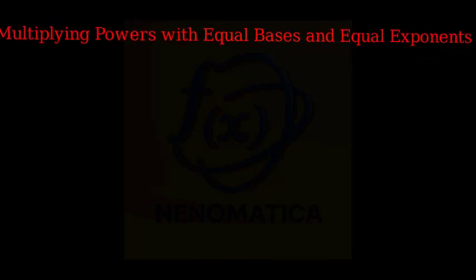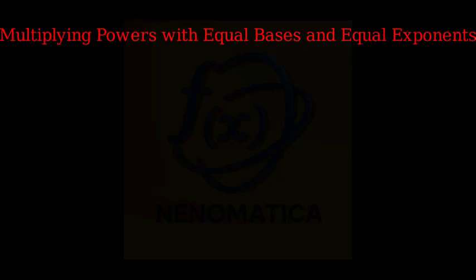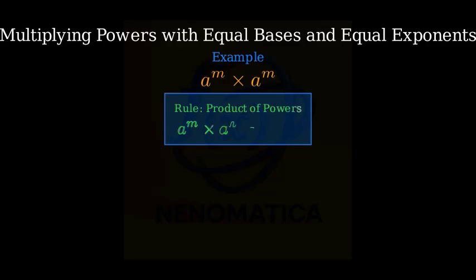Today we'll be looking at a special case where both the bases and the exponents are equal. Let's examine what happens when we multiply exponential expressions where both the bases and the exponents are the same. We'll look at two methods to approach this. First, let's use the product of powers rule. This rule states that when we multiply powers with the same base, we add the exponents.